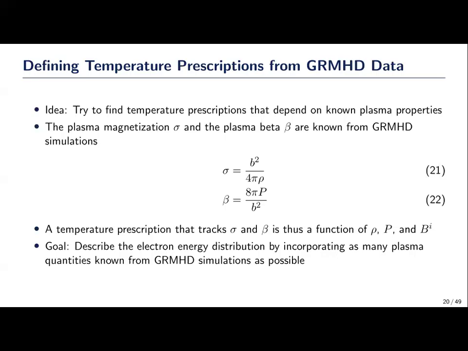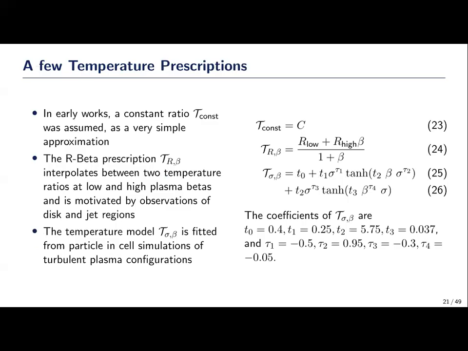This is not easy. So here are a few temperature prescriptions. In early works, for example in the Buck paper, I think Siri used a constant temperature ratio, which is a very, very simple approximation, but it was the best that people could do at that time, because the analysis in terms of the plasma physics had simply not been done at that point.